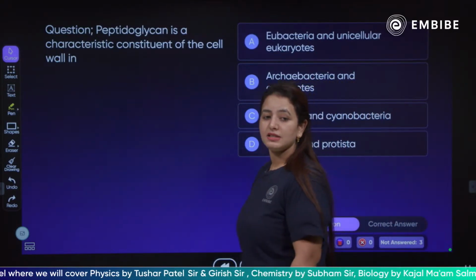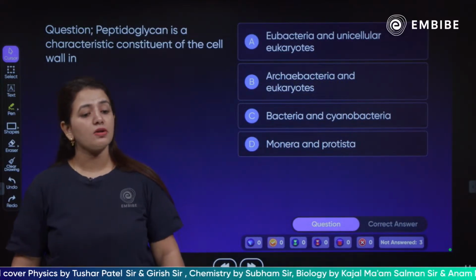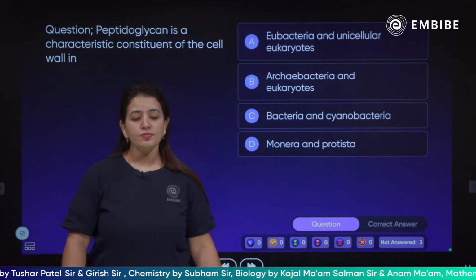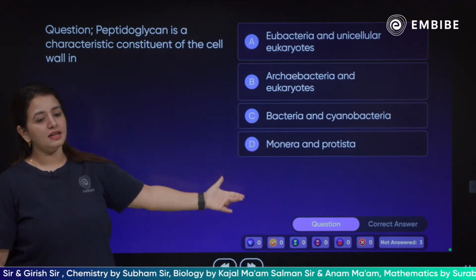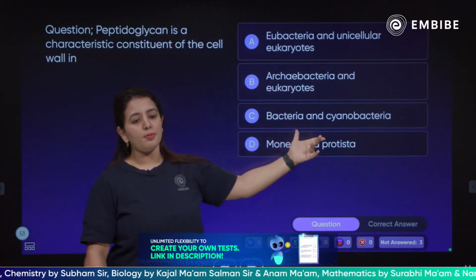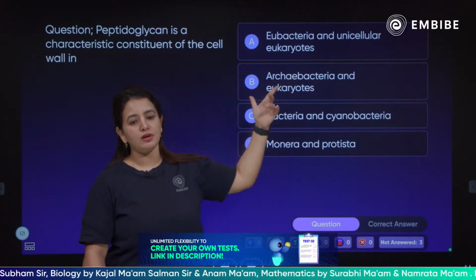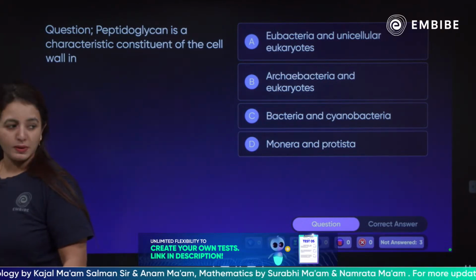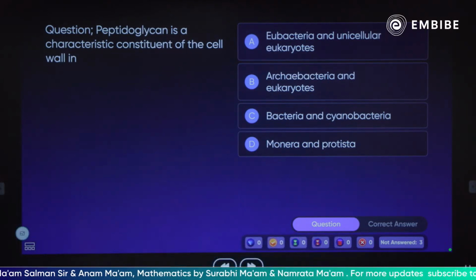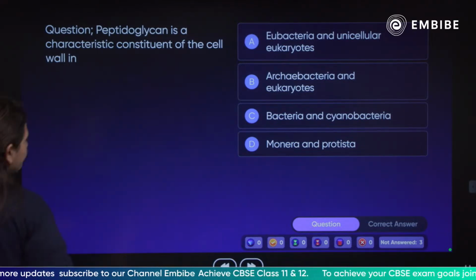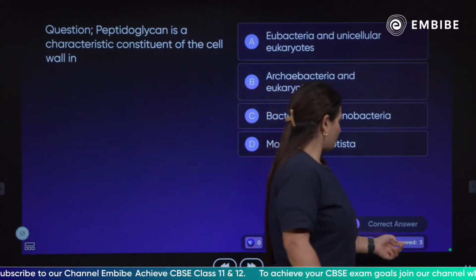Talking about the question, let's see. The peptidoglycan is a characteristic constituent of the cell wall in which organism? Which component of the cell wall is a peptidoglycan? What do you think? Come on, quickly answer.